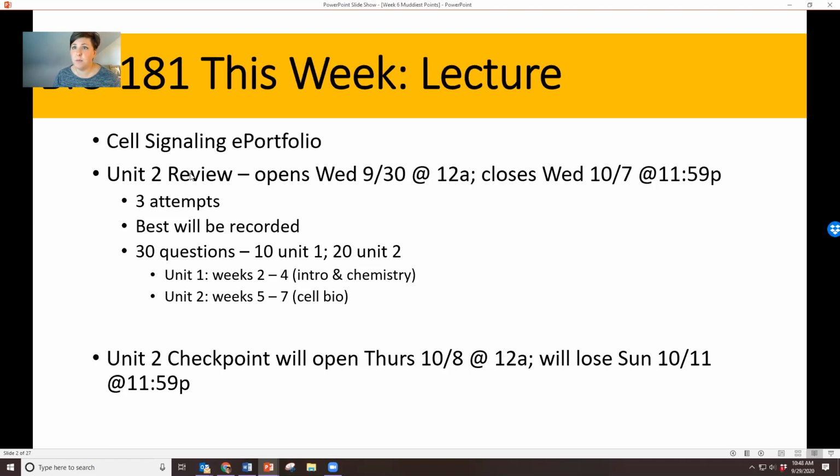Unit 2 review attempts are not timed. You can also feel free to use resources. It's proctored, but you can access the textbook. You can get feedback. The Unit 2 checkpoint is timed, and you can't access resources. So again, I'll push out written directives, but overall it will be very similar to the setup for the Unit 1 review and checkpoint. Kind of the same rules apply.